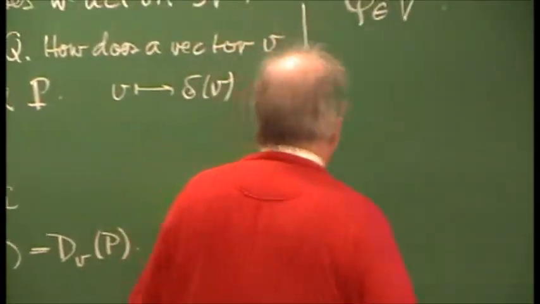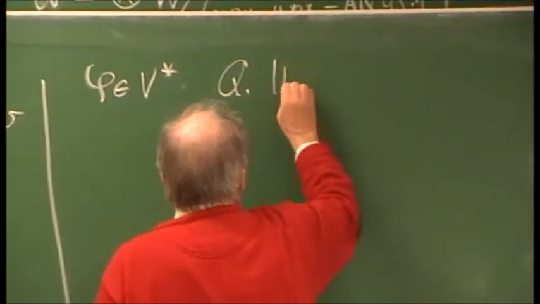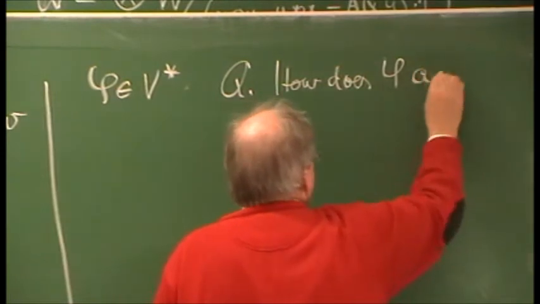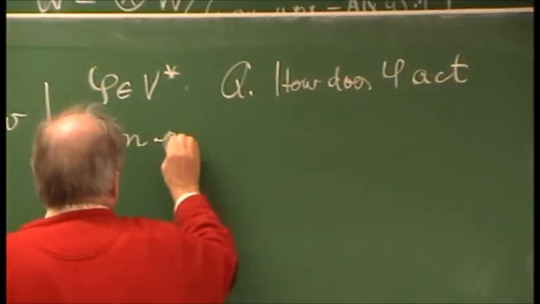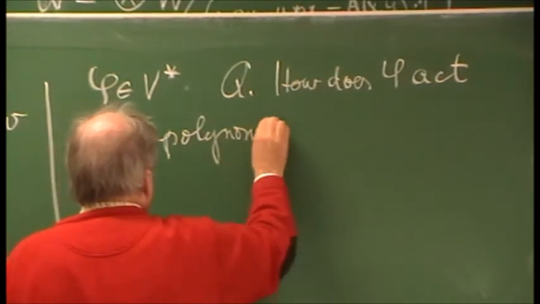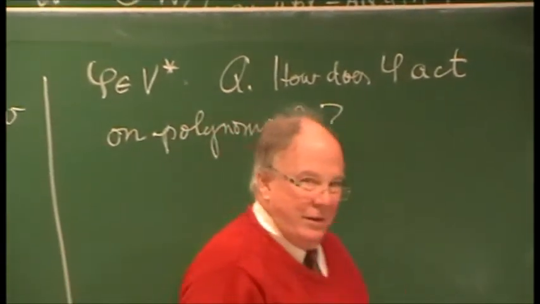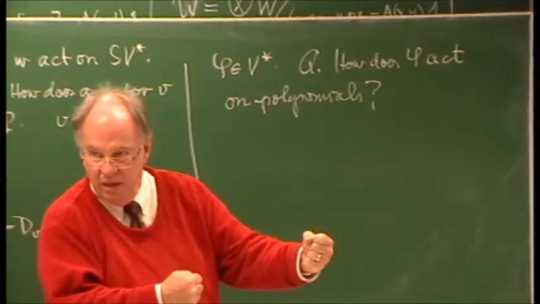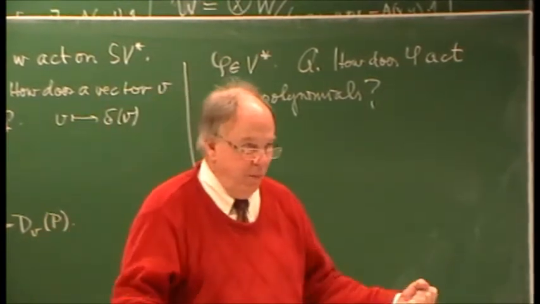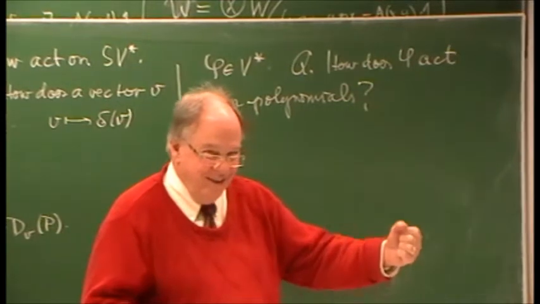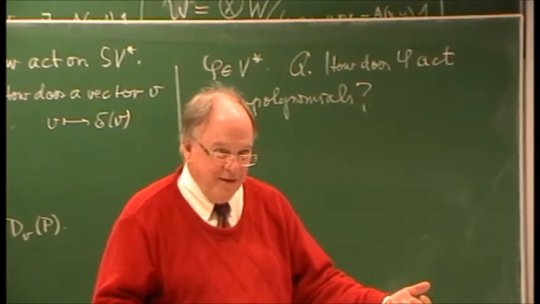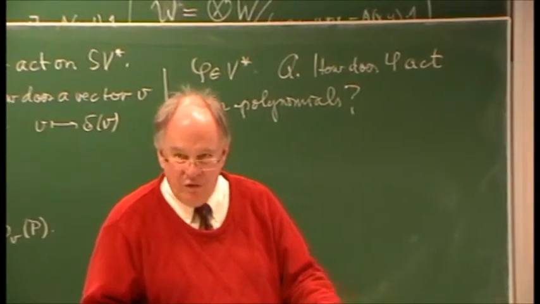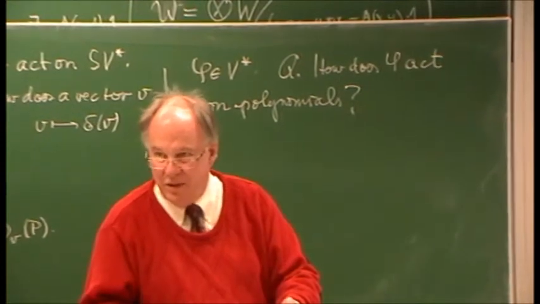Okay, let's ask the stupid question. How does phi, that's a linear function, act on polynomials? So, you give me a polynomial, and you have to hit it with an operator, phi. How would you hit it? Phi is a linear function. What would you do? Is there anything wrong with multiplying the polynomial by that linear function? Just multiply, right? I mean, okay, that's multiplying in the symmetric algebra, of course.